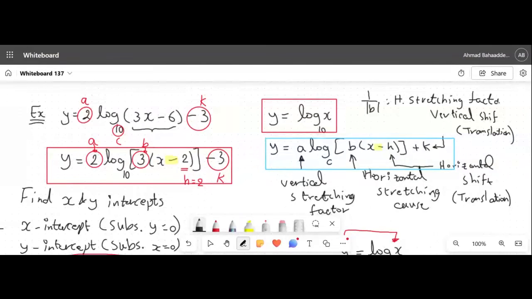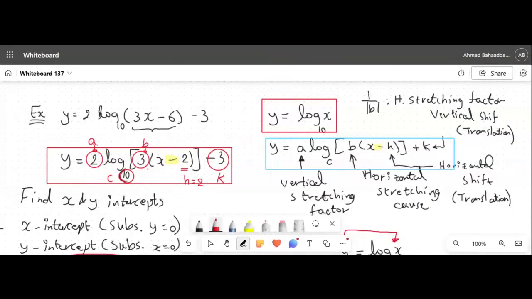Now I'm going to clean this part to make things easier, and mention the numbers. Here is 10, as you know. I'm just going to rewrite it again, and this is my minus 3, so I will put 10 in here, and that's my log. So a is 2, and 10 here represents the base c.